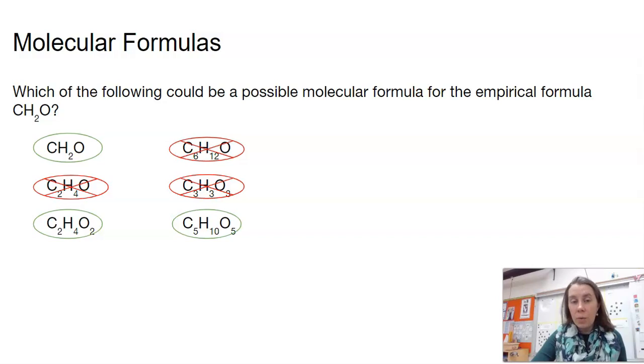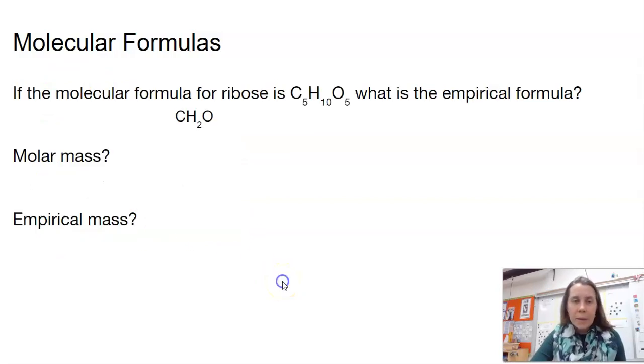Okay, so let's talk about how we would get it from data, right? So here we have some options, but if we had some data, we could probably figure out which one it is. All right, so let's talk about empirical mass versus molecular mass. I'm getting ahead of myself. So if the molecular formula for ribose is C5H10O5, then the empirical formula would be CH2O, right? So that's one we just looked at in the previous slide. All right, so we have a molar mass that we can calculate for the whole molecule, and we could also calculate an empirical mass. So let's do each of those.